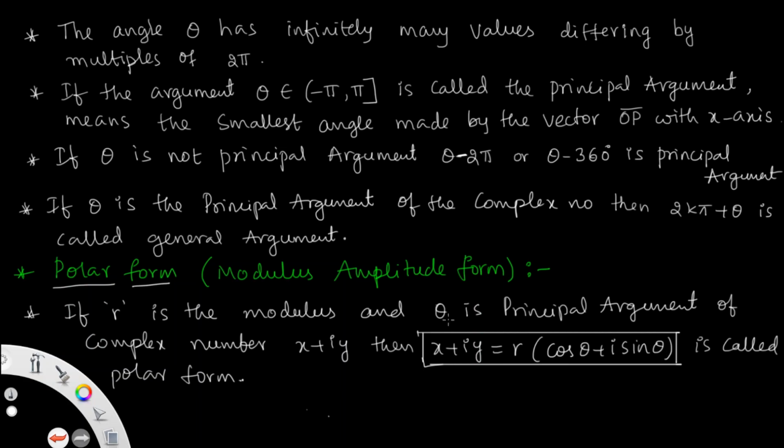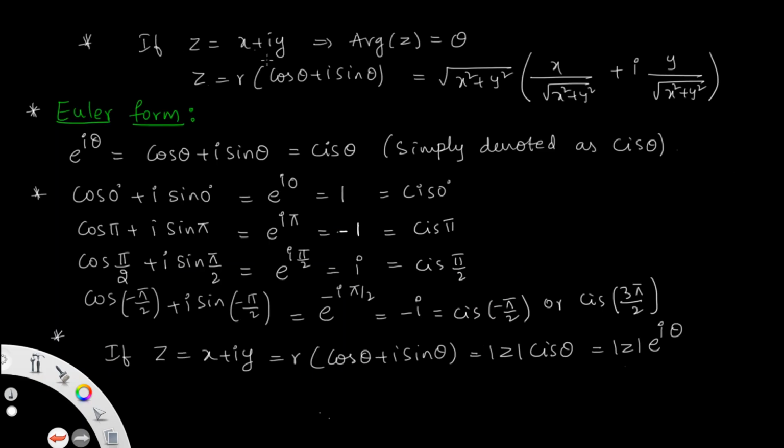Just now we learned theta is the principal argument, r is the modulus, and x plus iy is a complex number, then it becomes r into cos theta plus i sin theta, and it is called a modulus amplitude form. If z equals x plus iy, and the argument of z is theta, then z equals r into cos theta plus i sin theta, where r equals the modulus, root over x square plus y square.